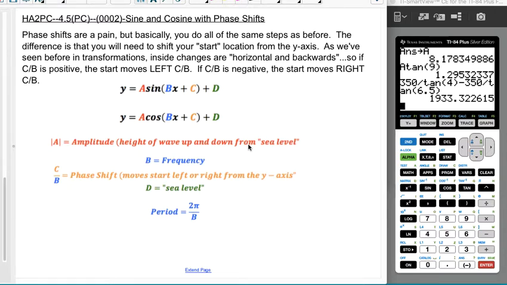So as we've seen before, transformations inside are horizontal and backwards. So if C over B is positive, the start's going to move to the left, C over B units, and if it's negative, it's going to move to the right, C over B units. So let's go ahead and walk through some phase shift problems. We're going to do a total of 4, and that'll be the end of this section.